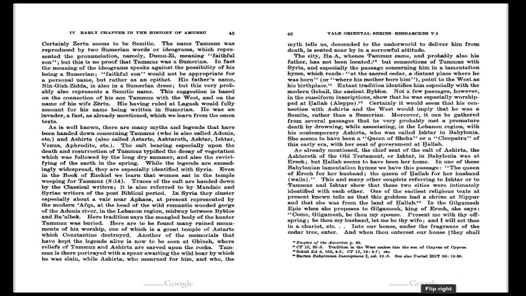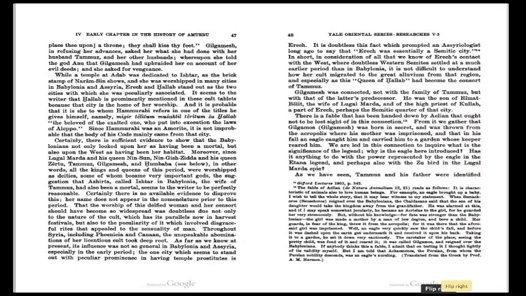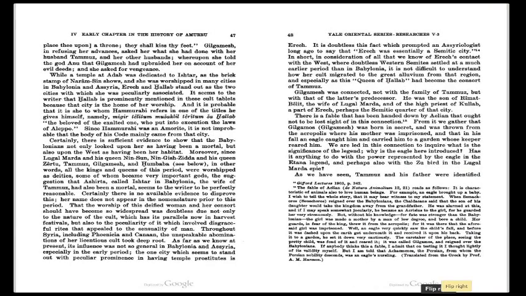In the Gilgamesh epic, when she proposes to Gilgamesh, king of Erech, she says, "Come, Gilgamesh, be thou my spouse. Present me with thy offspring, but thou be my husband. Let me be thy wife, and I will set thee in a chariot," etc. "Into our house under the fragrance of the cedar tree, enter," etc., etc. And there's more about her.